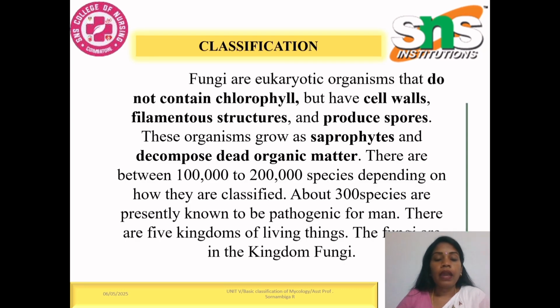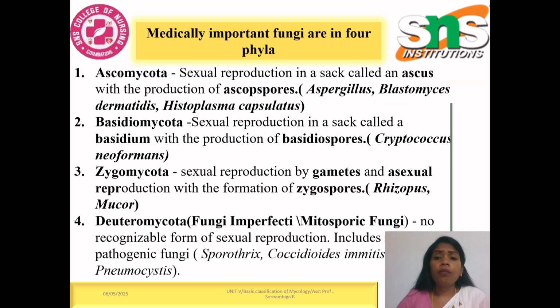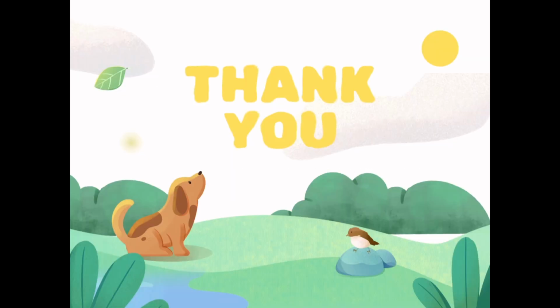And what is the classification? Fungi are eukaryotic organisms that do not contain chlorophyll but have a cell wall and filamentous structure. They produce spores and live by decomposing dead organic material. Then, what are the medically important fungi and the four phyla? They are Ascomycota, Basidiomycota, Zygomycota and Deuteromycota. These are the basically medically important fungi. Now, at the end of the session, we conclude the mycology classification.